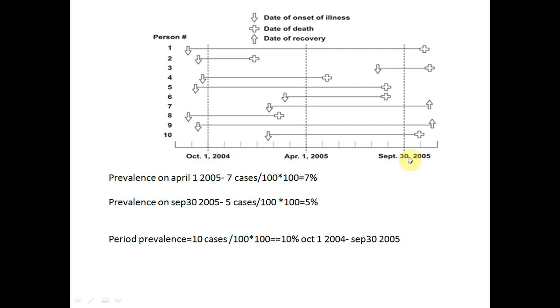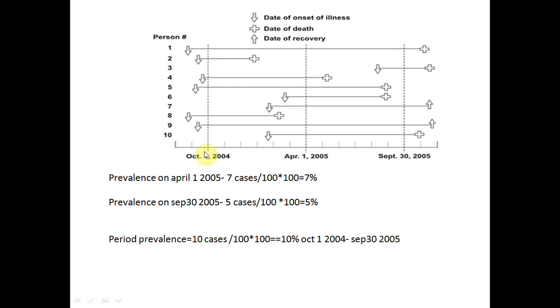On September 30, just count 1, 2, 3, 4, and 5. Because 2 people died here, a new person came here. So on September 30, this is just 5 cases. 1, 2, 3, 4, 5. So 5 by 100, that is 5%.